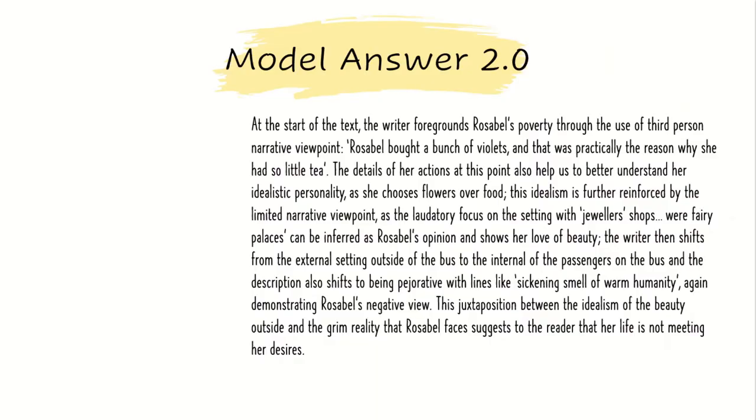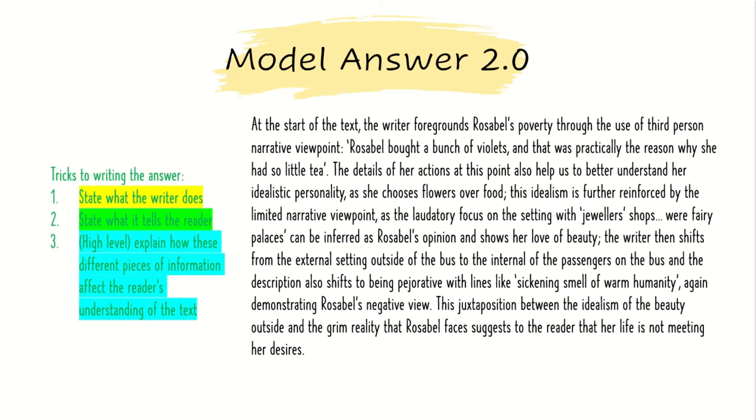Now, my model answer breaks down into 3 paragraphs, a paragraph about the beginning, a paragraph about the middle, and a paragraph about the end. At the start of the text, the writer foregrounds Rosabelle's poverty through the use of third person narrative viewpoint. So what I've done there is, in a single sentence, I have told you what it tells the reader, that she is poor, and I have also told you how they have done it.